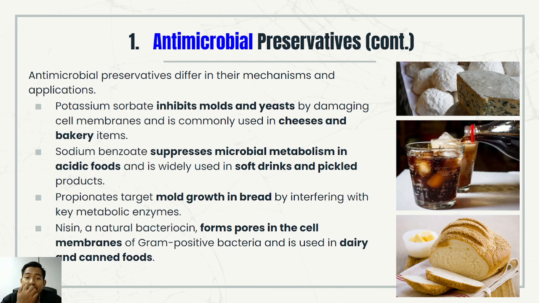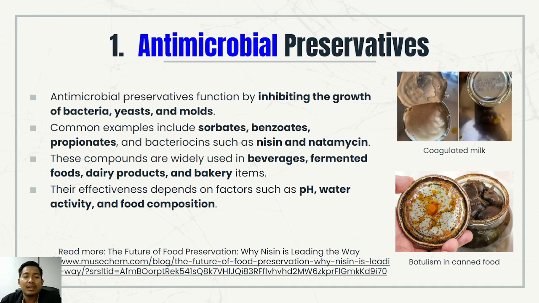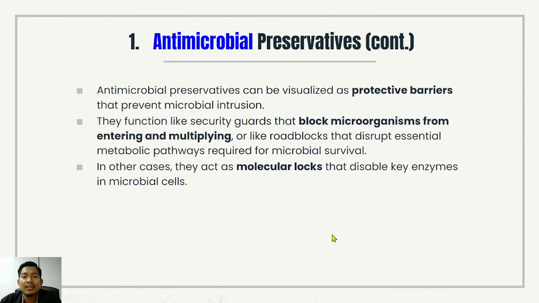Next, sodium propionate targets mold growth in bread by interfering with key metabolic enzymes. Nisin is a natural bacteriocin that forms pores in the cell membrane of gram-positive bacteria, and is used in dairy or canned products. You can read more on nisin in this link in the previous slide.